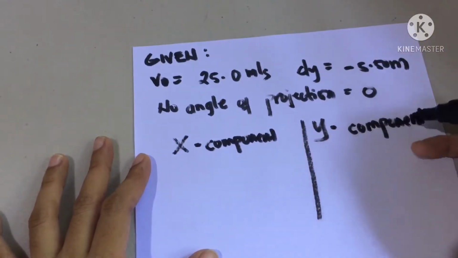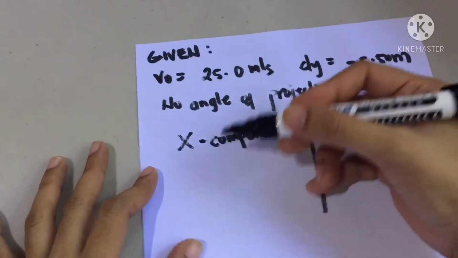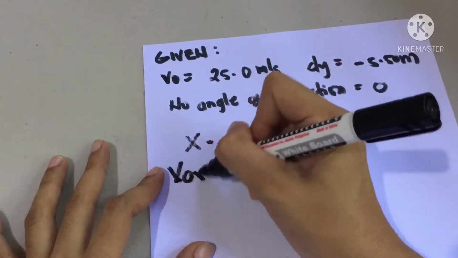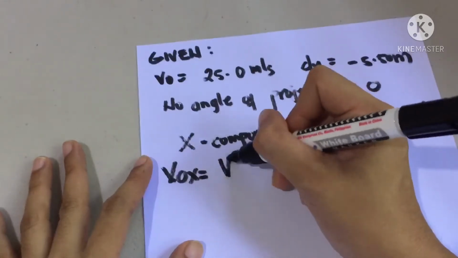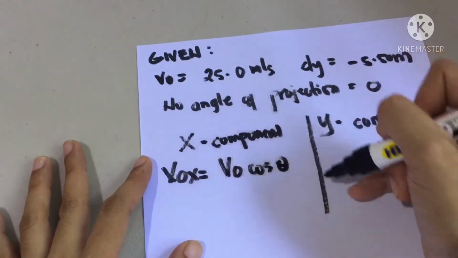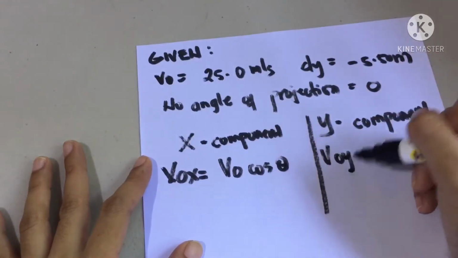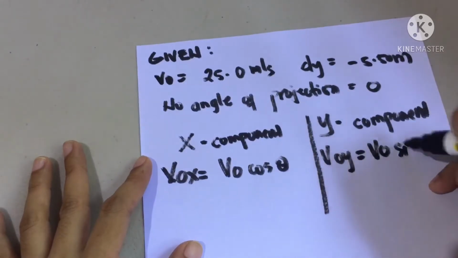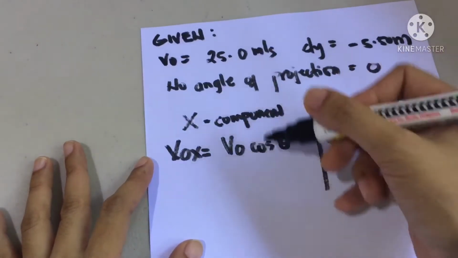That needs to be divided. So remember, what's the formula of our x component? V0x is equal to, very good, V0 cosine theta. And our V0y is equal to V0 sine theta. Next, let's put in the values.